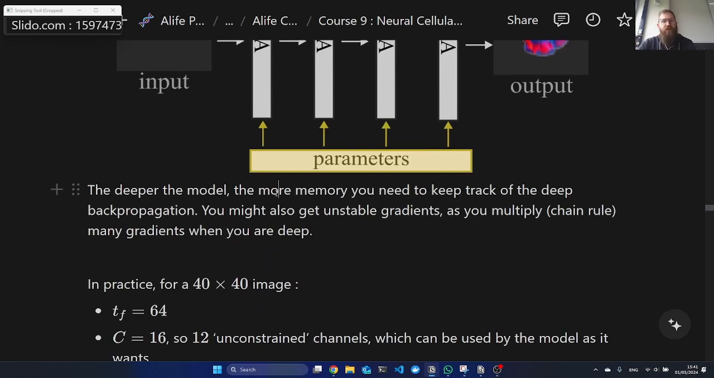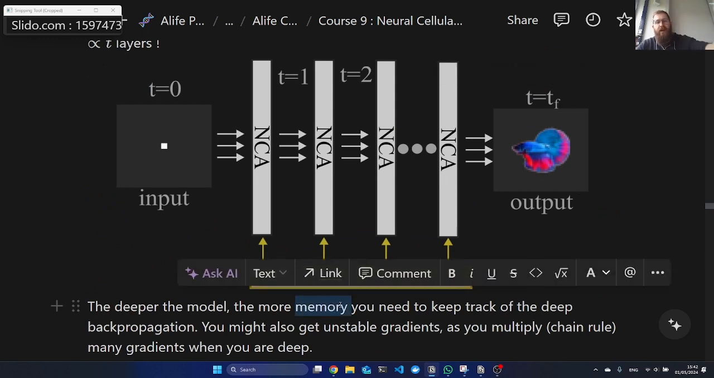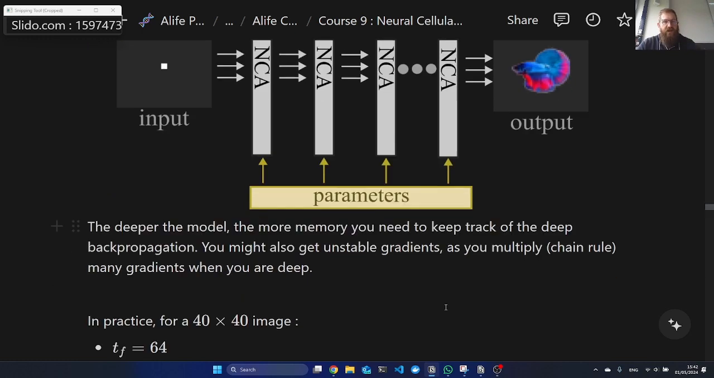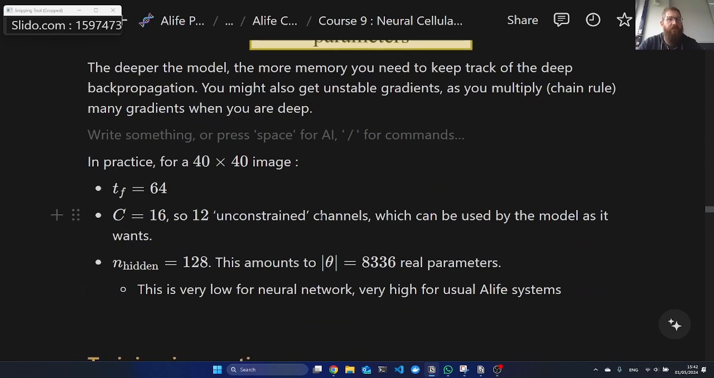And from the other point of view, also, if you need to have a much deeper network, you will need much more memory to train. You will need much more time, much more computation. Okay, it will be just overall worse. So you should not choose too big of a time.